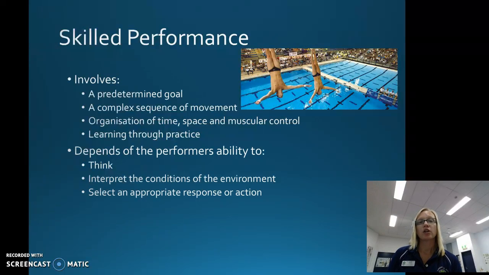So guys, that in a nutshell is a very basic introduction to skill acquisition. I want you to now start thinking about how that applies to other sports, but we're going to start in particular with volleyball.